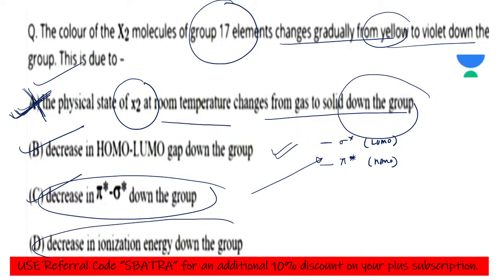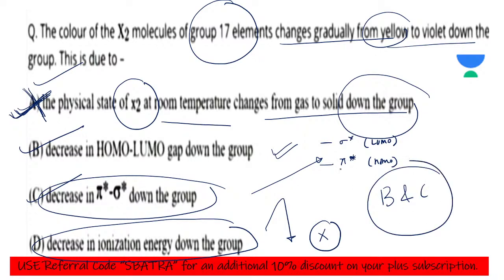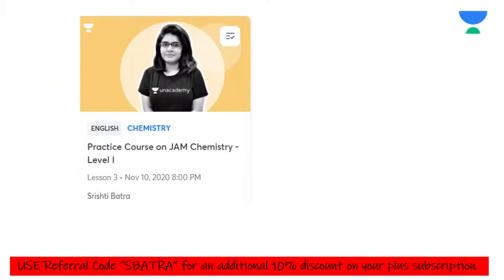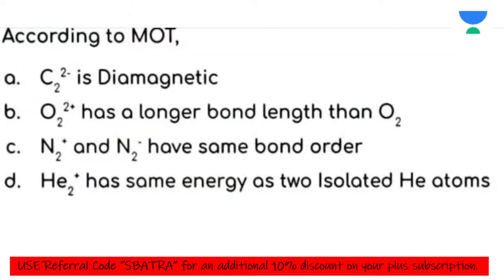Decrease in ionization energy down the group is not any reason for color. So the correct answer is definitely B and C. B and C are the same options. All right, let's take the next question. I hope you are clear with the confusion. That's my mistake. I thought we needed to find out the correct options, but the question is to find out the reason for the color. So physical state is not a reason for color. Great, let's take the next question, and this is your next question.